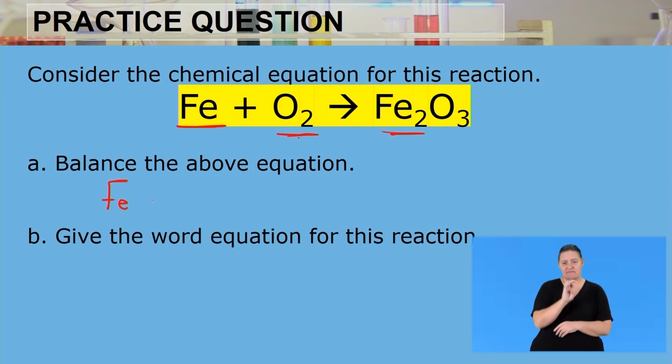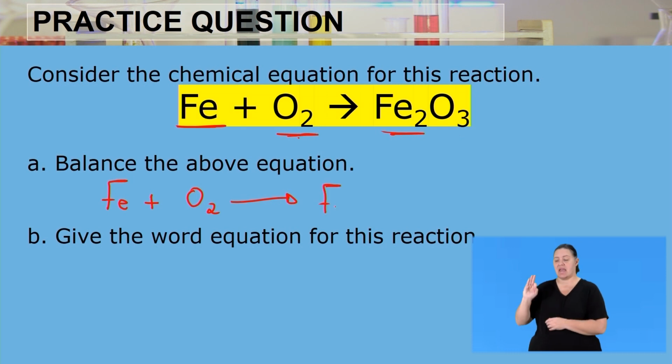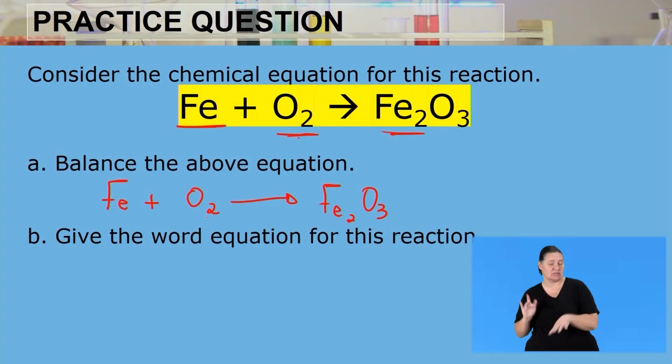So Fe plus O2 reacting to form Fe2O3. Then we need to put in coefficients. Remember, coefficients are written in front of the chemical symbol. And the ones that are written at the bottom to the right of the chemical symbol are known as subscripts. When we balance, we do not touch the subscripts, but we only change the coefficients.